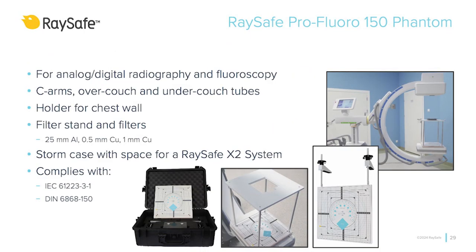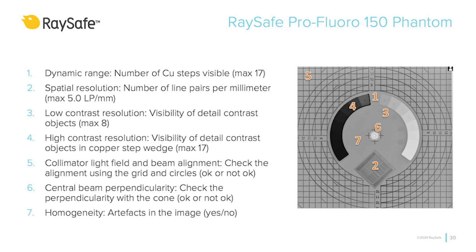They sure do. The RaySafe Pro Fluoro 150 Phantom is designed for quality control testing of both analog and digital radiography and fluoroscopy systems. Here, this slide shows all the things that are included when you buy a RaySafe Pro Fluoro 150. With this Phantom, we can perform collimation and beam alignment tests. This Phantom also allows you to test high and low contrast resolution. The Pro Fluoro 150 Phantom consists of a pattern of a grid and circles. Most of the test elements are placed in the central circle, which is very helpful when testing fluoroscopy units.